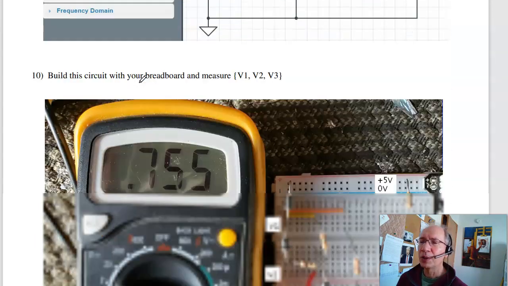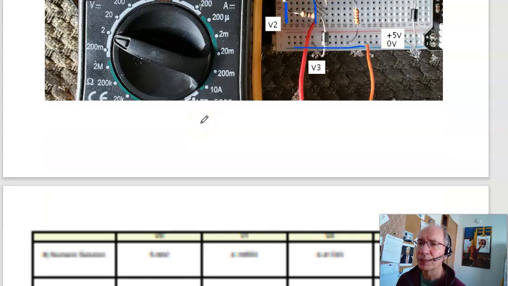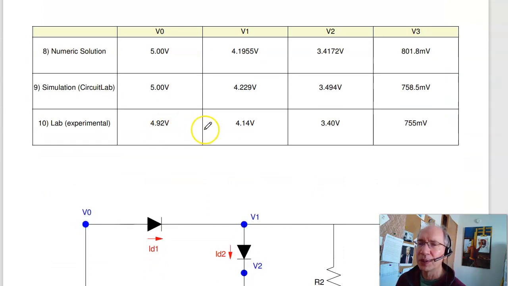Third approach is build the circuit. So here is 5 volts right here, that line. This is 0 volts, the blue line. This node, the way these boards are built, these are shorted up and down. So this node right here is V1. This node right here is V2. And V3 is right here. So measuring V1, V2, V3 with a voltmeter, I wind up with these readings, V1, V2, V3.